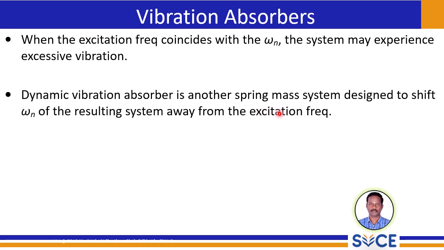A dynamic vibration absorber offers a clever solution to the problem. It is essentially another spring-mass system that is specifically designed and attached to the primary vibrating system. The key idea is that by adding a secondary system, we can effectively change the overall dynamics of the combined system. So our goal is to shift the natural frequency of the resulting system away from the troublesome exciting frequencies.